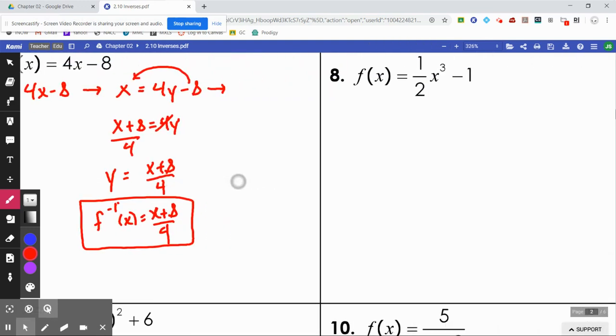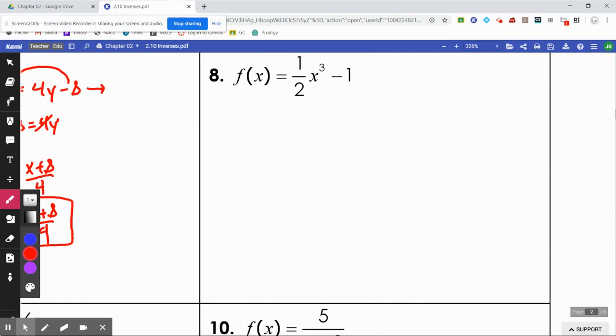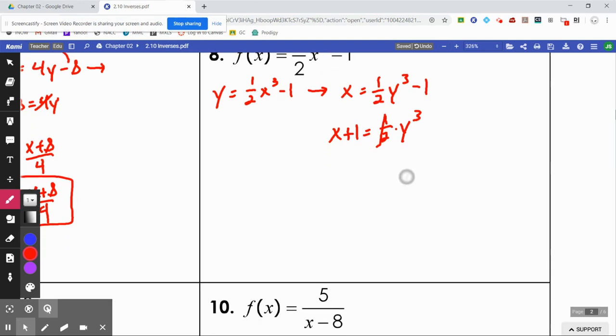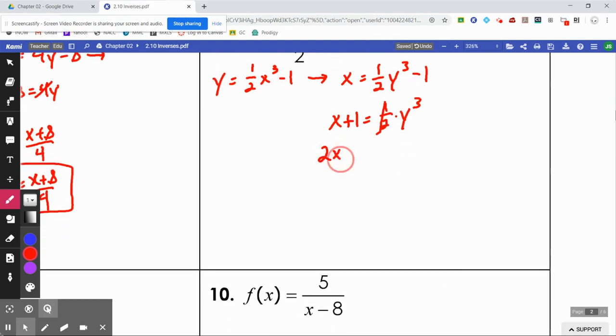Okay, the next one, number 8. Again, I'm going to replace f of x with y, so you have y equals 1/2 x to the third minus 1. In order to find the inverse, we simply switch our x and y. So what used to be a y is now an x, and what used to be an x is now a y. We're going to solve this for y, so we're going to move our 1 over. So I now have x plus 1 equals 1/2 y to the third. To get rid of 1/2 times, we're going to divide by 1/2, which is the same thing as multiplying by 2. So the other side becomes 2x plus 2.